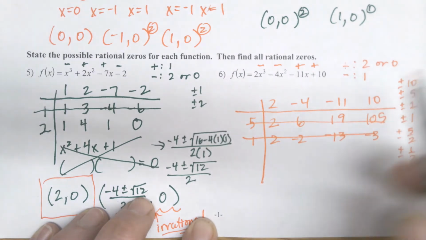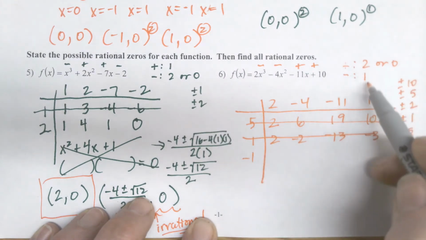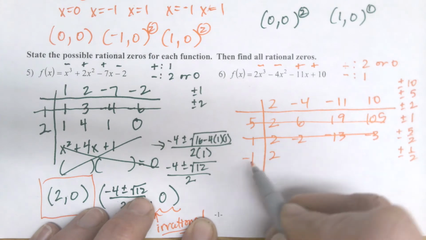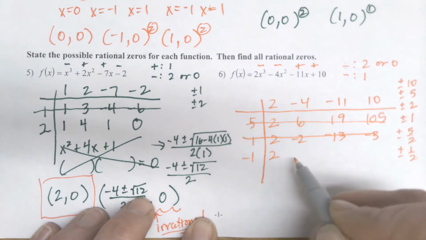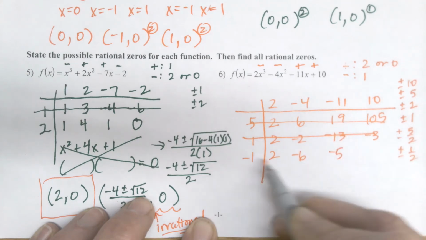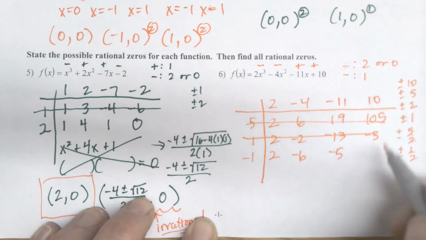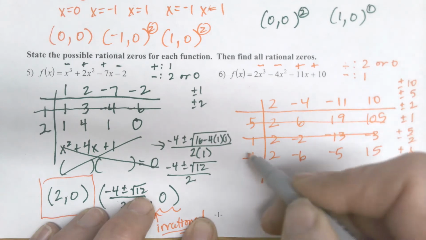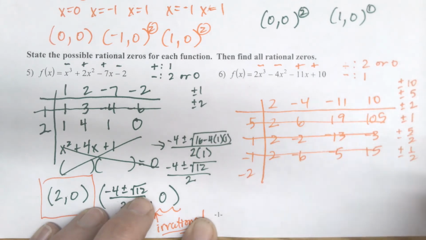Let's spice it up and let's try a negative, because I'm guaranteed to have a negative. So I'll put that in. 2 times negative 1, so that's negative 6. Negative 6 plus negative 11 is negative 5. And then negative 5 plus 10 is 15. Still not working. I'm not having any luck. I'll try negative 2.